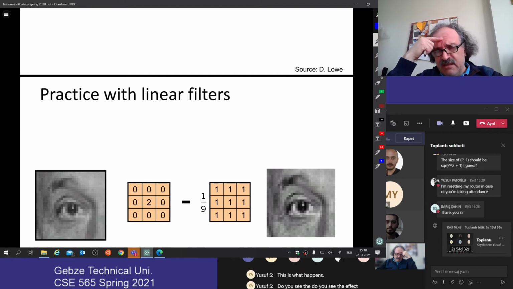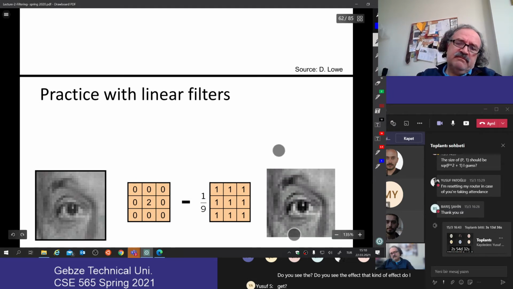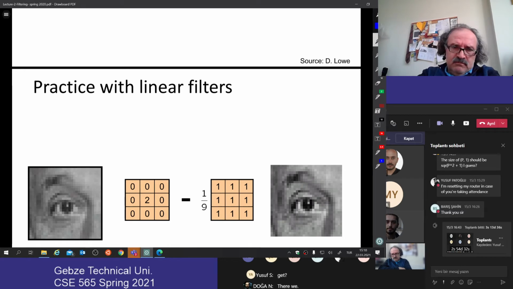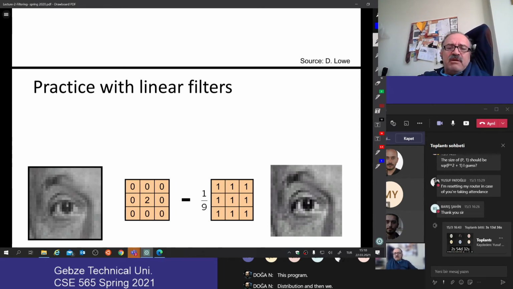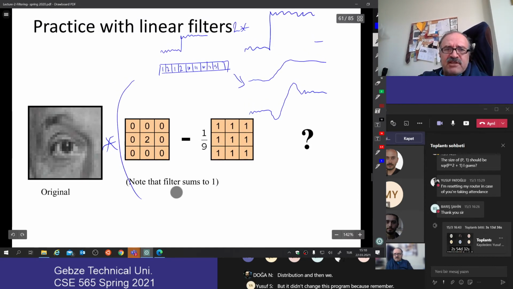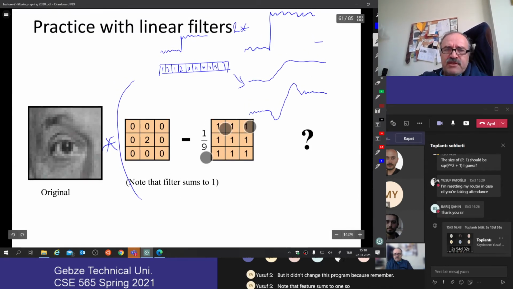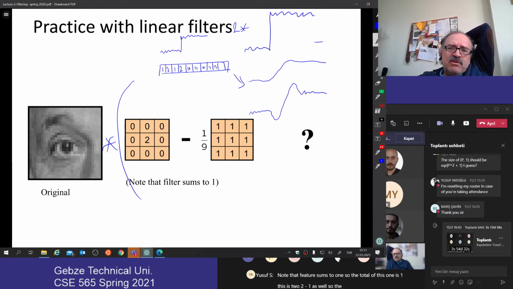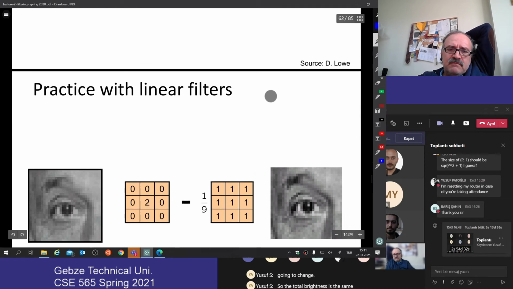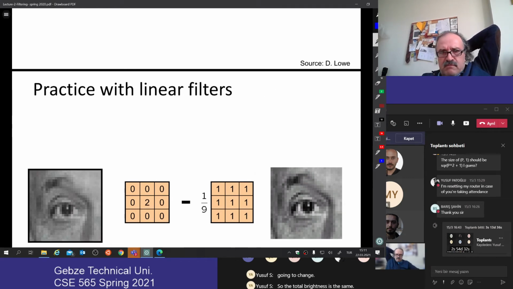What kind of effect do I get? A better histogram distribution? Well, it didn't change the histogram, because remember, note that the filter sums to 1. So the total of this one is 1. This is 2. 2 minus 1 is 1. So the total contrast is not going to change. So the total brightness is the same.